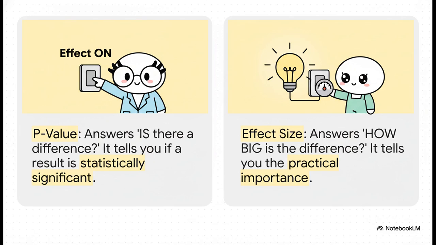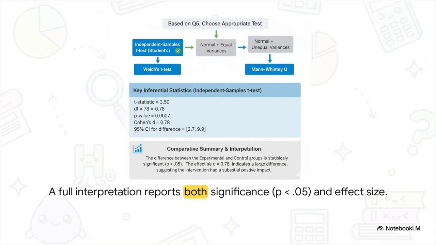The p-value answers a simple question. Is there an effect? If it's low, it suggests what you're seeing probably isn't just random luck. But the effect size answers the other crucial question. How much does it matter? It tells you how big and important that effect is in the real world. And you absolutely need both to tell the whole story.